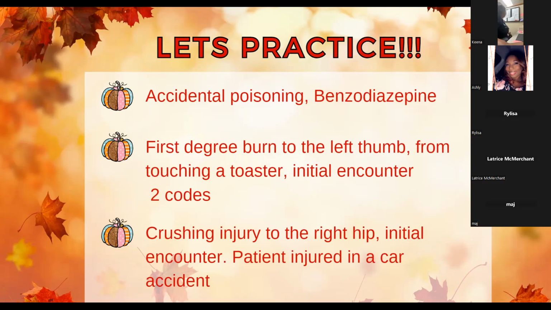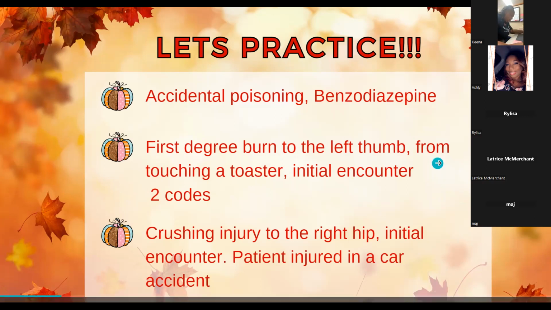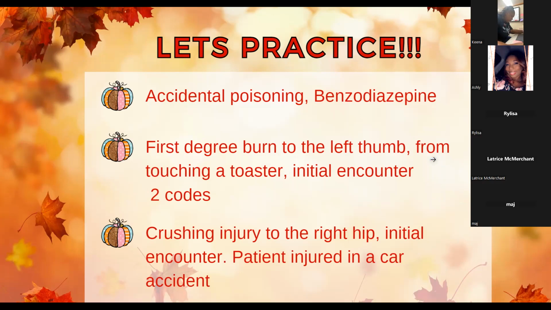Any guesses? Maybe which thumb or which hand that the burn occurred to. That will be indicated in that first code for the thumb. Good guess though, Ashley, that's a really good guess. The second code is going to let us know how they got the burn. And in this case, it's from touching a toaster. So we're going to have one code that's going to code the burn, and then we're going to have another code for the cause. Okay. All right. And then initial encounter, we know what that means. We'll figure that out once we get there.